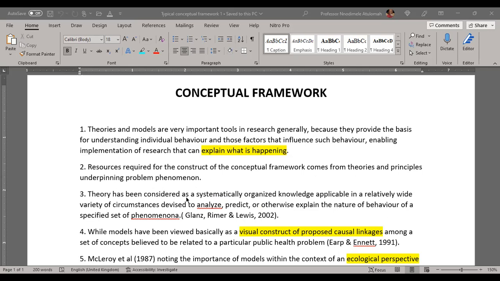So theories have been considered as systematically organized knowledge applicable in a relatively wide variety of circumstances, devised to analyze the situation and providing the elucidation of the dynamics of the problem, and then predicting the outcome and the relationships within the problem phenomena, and otherwise explaining the nature of behavior of specified sets of phenomena related to the problem phenomenon that we're trying to understand, right.